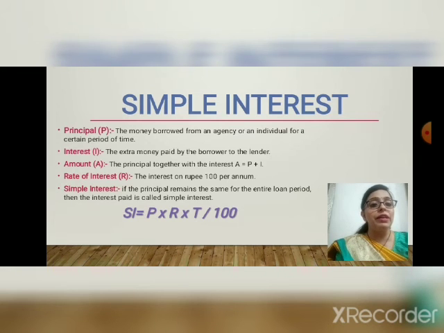Simple interest. How can we calculate it? If the principal remains the same for the entire loan period, then the interest paid is called the simple interest. So the formula of simple interest is principal into rate of interest into time upon 100.